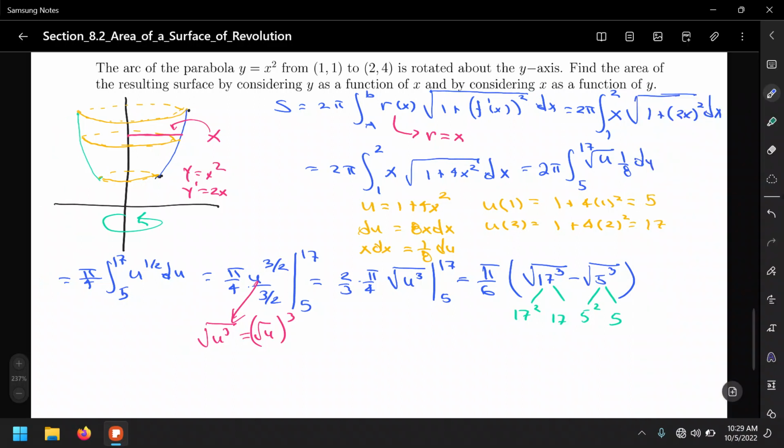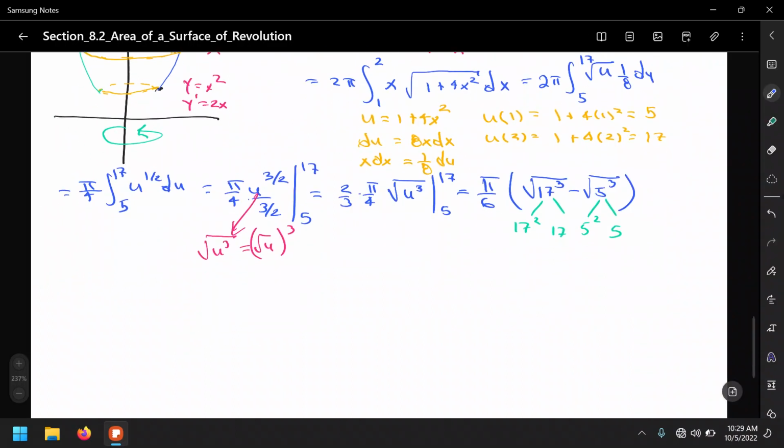Well, so that's pretty much the breakup. Let me write it down. So that's pi over 6, the square root of 17 squared times 17 minus the square root of 5 squared times 5. And well, let me highlight the perfect squares. Those are the ones that are going to be evaluated.